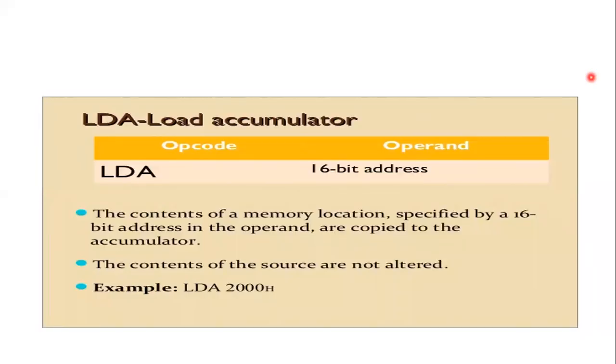Then another instruction, LDA, load accumulator. Opcode is LDA, and operand is a 16-bit address. The content of the memory location specified by a 16-bit address in the operand is copied to the accumulator. The content of the source is not altered. Here, for example, LDA 2000. So the content in 2000 is moved to the accumulator A.